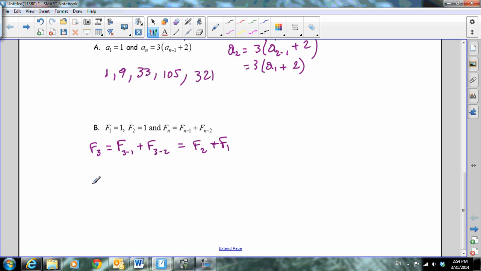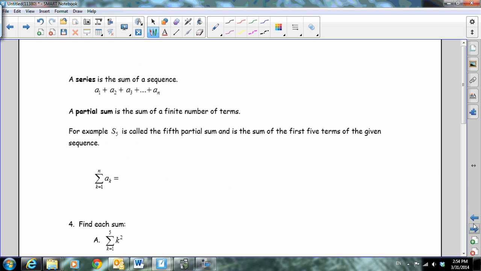So this one, f1 is 1, followed by 1. The next one will be 2, because it's 1 plus 1, 2. 2 plus 1, 3. 3 plus 2, 5. 5 plus 3, 8. 8 plus 5, 13. And 13 plus 8 is 21. This one is actually what we call the Fibonacci number. That's Fibonacci. Alright, let's go ahead and talk about series.